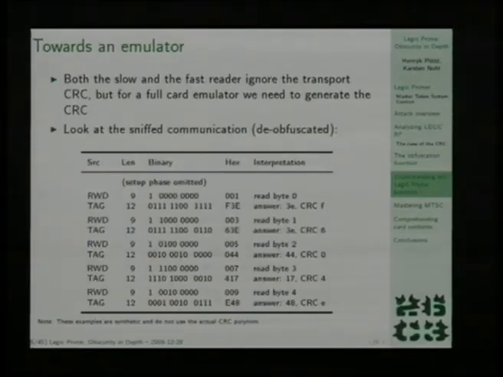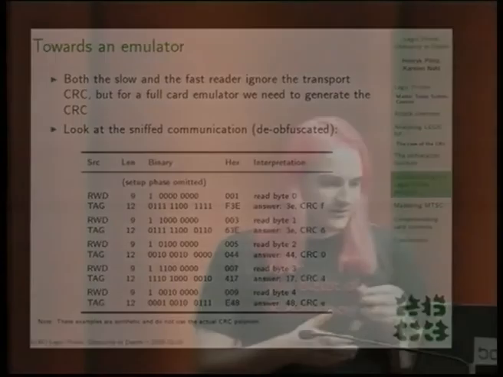Going further towards an emulator on the card side, we still haven't completely figured out the 4-bit CRC, the transport CRC, but we can now deobfuscate our sniffed communications. This is actually the example I showed you earlier. Note, all these examples are synthetic. I'm not going to give you either the CRC or the obfuscation stream.